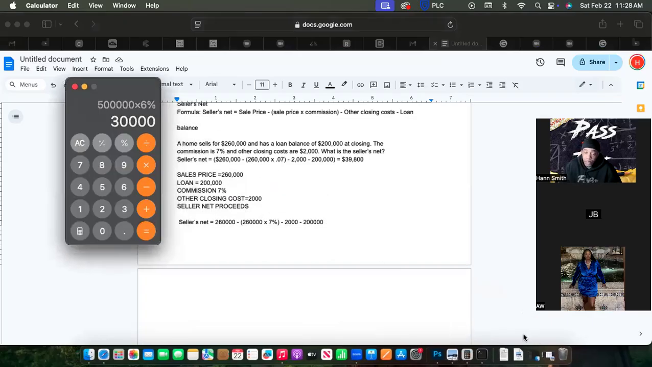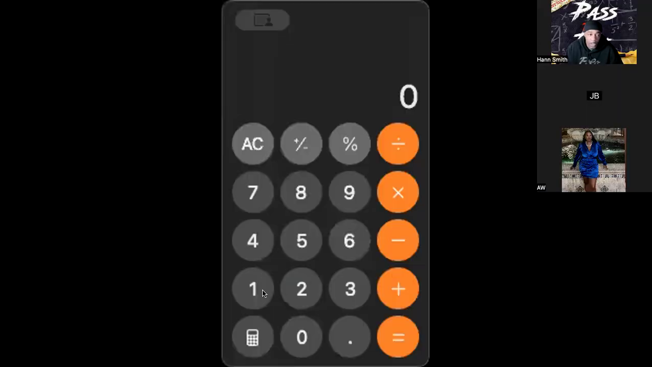All right, so let's bring up the calculator. And the first thing that we're trying to do is answer what is 7% of 260,000. All right, so I'm going to bring up my calculator, and we're going to work through this problem. And this is exactly how I recommend y'all do it on a test and just moving forward, working any type of math problems out. You're going to go 260.